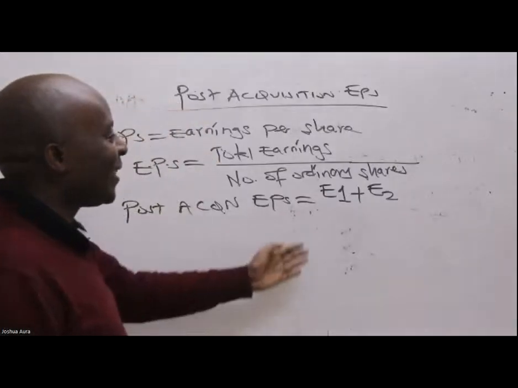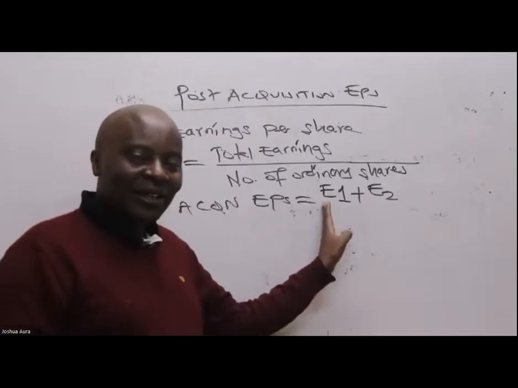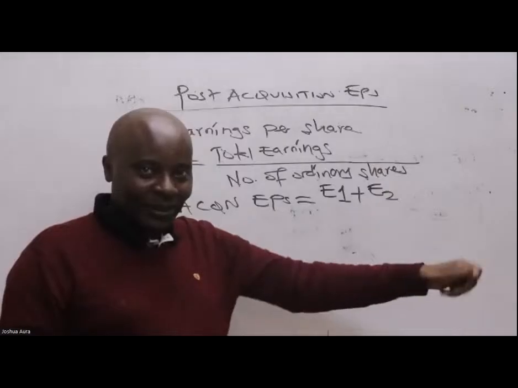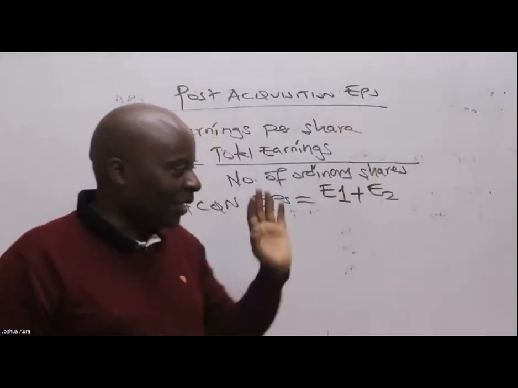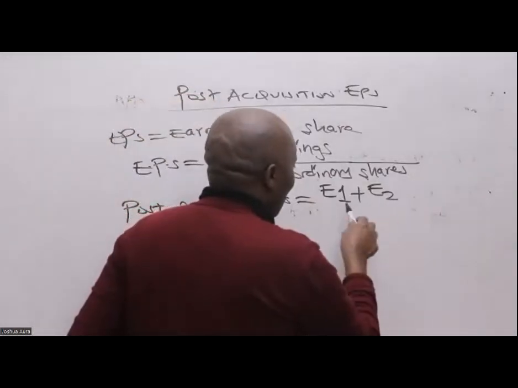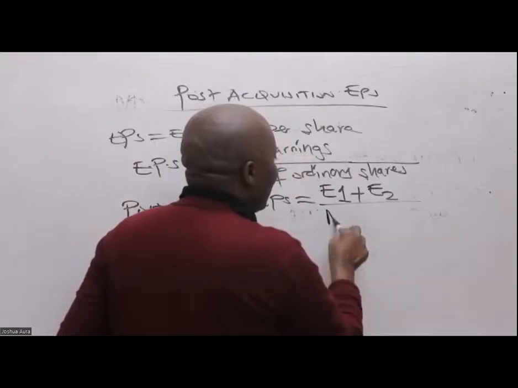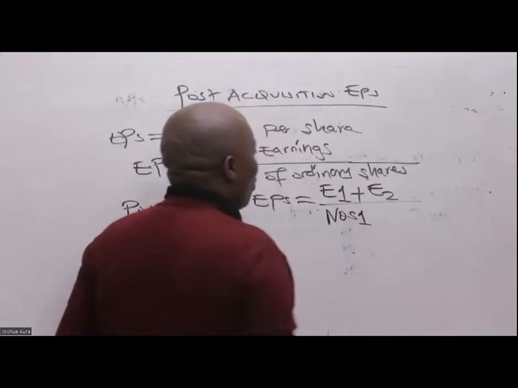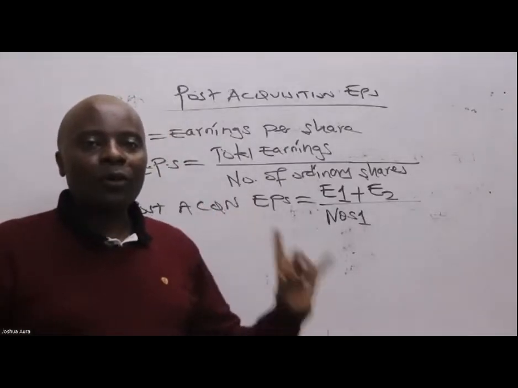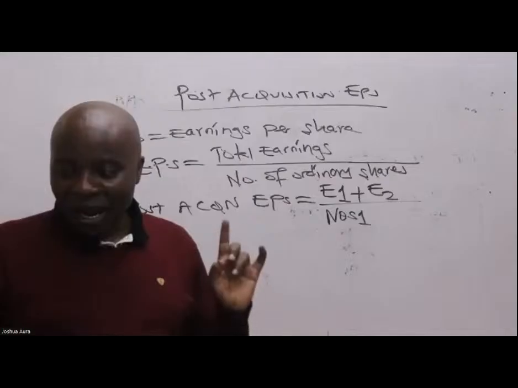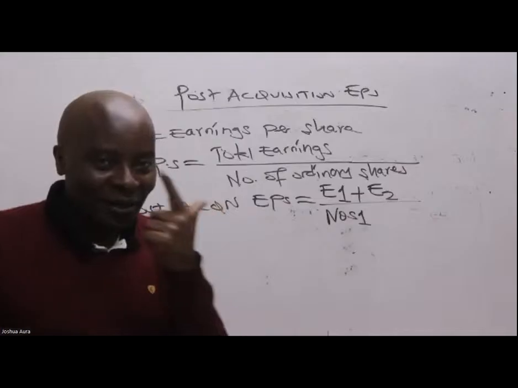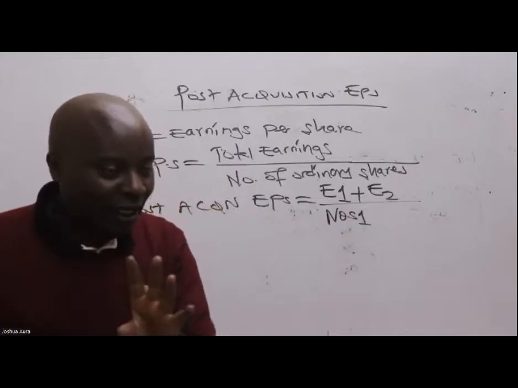So you take earnings of the husband plus earnings of the wife, lock them. The wife throws her key to the man. The man, being the head of the family, should be able to run the family finances. All over, then we have NOS one. Whenever you see us using NOS, it stands for number of ordinary shares.